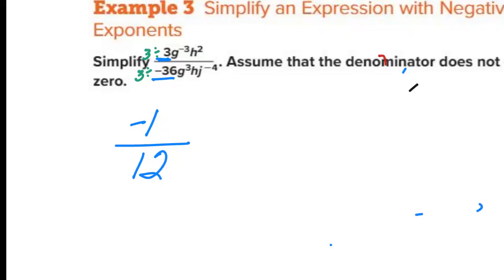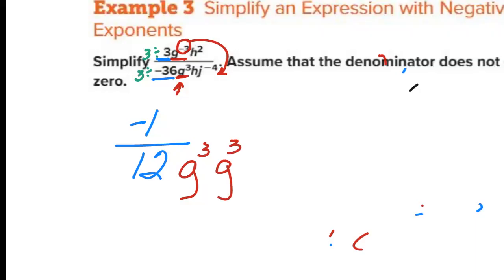All right, so then I have g to the negative third and g to the third. G to the negative third is going to move down and be g to the third. And you have a second g to the third. So I'm going to keep that there. Next up, I have h's. That is h to the second divided by h. Oh, there's no exponent on it. What should I do? Put a 1 on it.